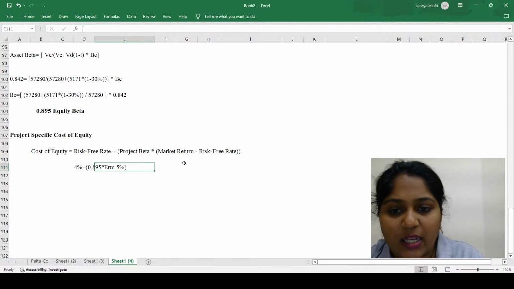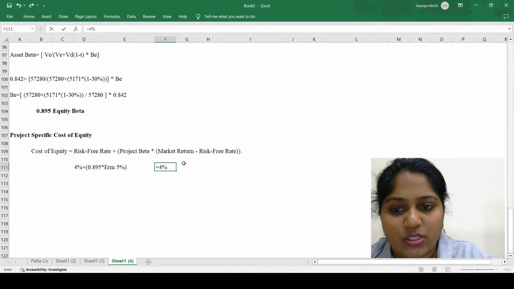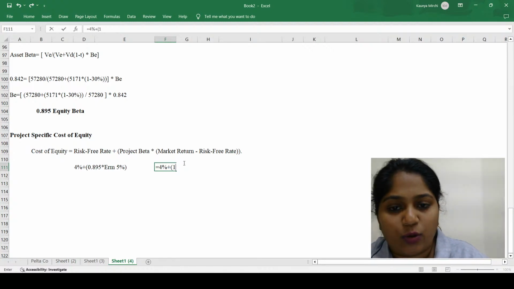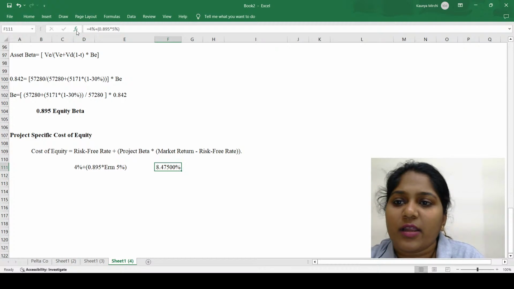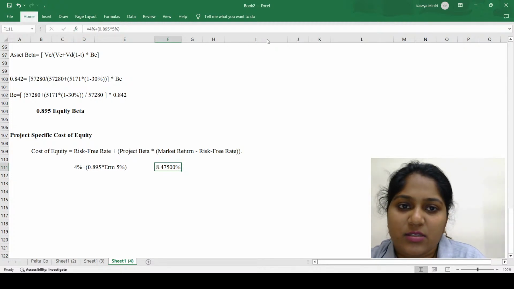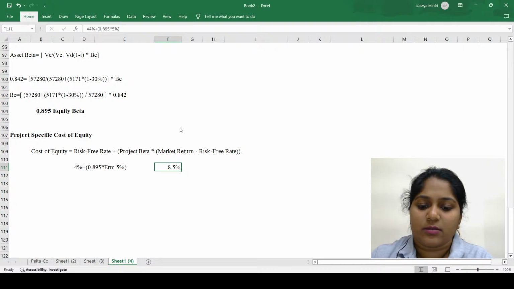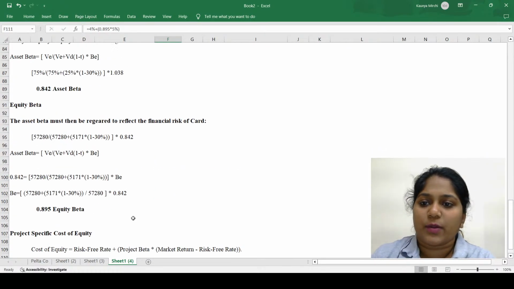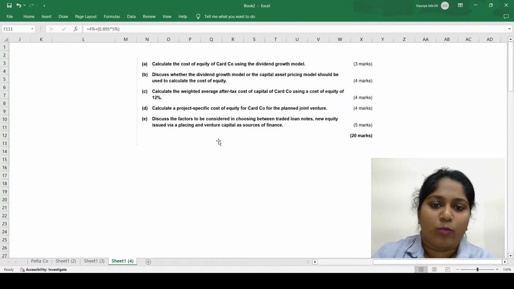If I have to calculate my project specific cost, it will be 4 percent plus 0.895 multiplied with 5 percent. How much will it be? It will be 8.5 percent. This is my project specific cost of capital. If you do this, how many marks can you expect to have? You can expect hardly 4 marks for this.